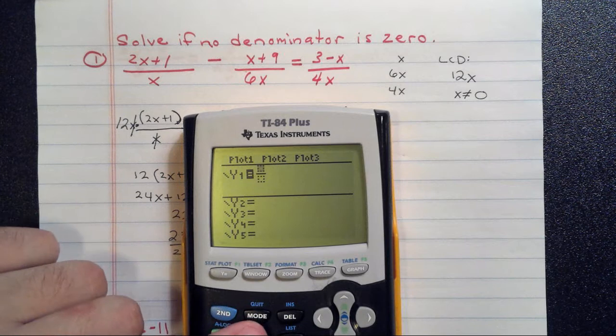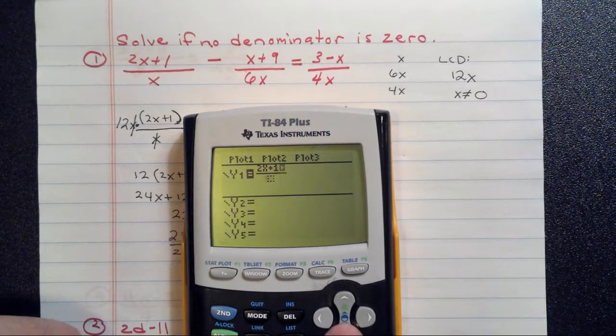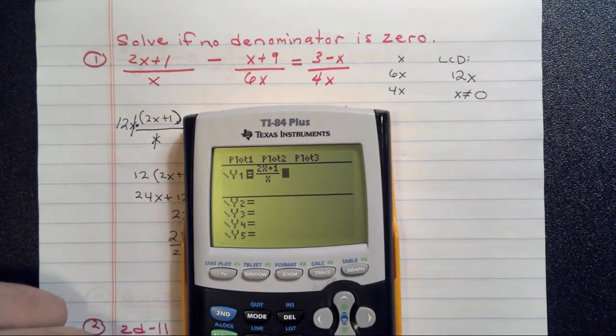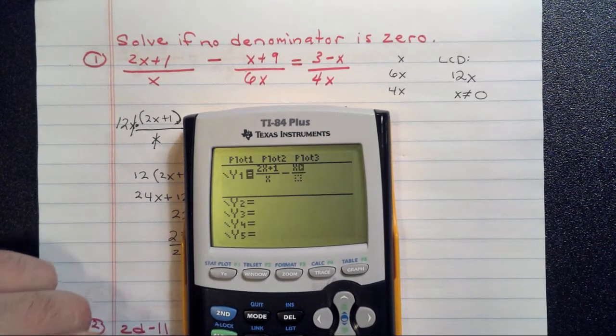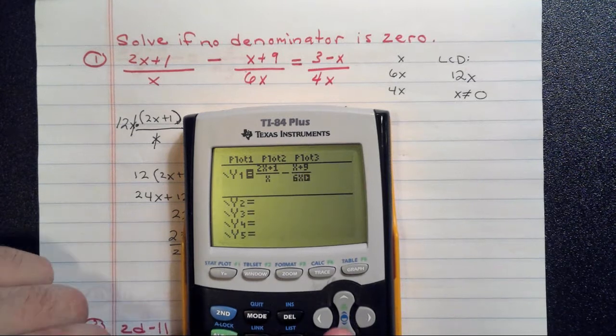Now, I can just type this in how it's shown to me. 2x plus 1 over x minus alpha F1 x plus 9 over 6x.